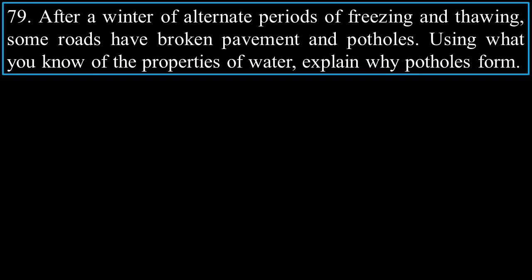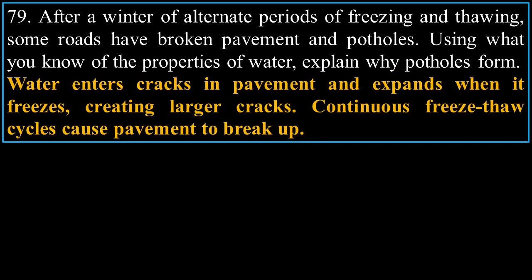After a winter of alternate periods of freezing and thawing, some roads have broken pavement and potholes. Using what you know about the properties of water, explain why potholes form. Water enters cracks in pavements and expands when it freezes, creating larger cracks. Continuous freeze-thaw cycles cause pavement to actually break up quite significantly.